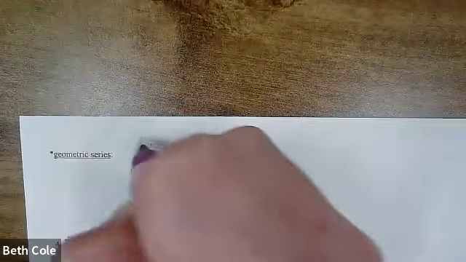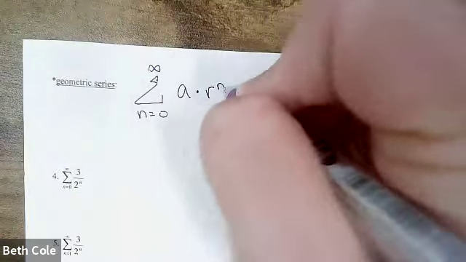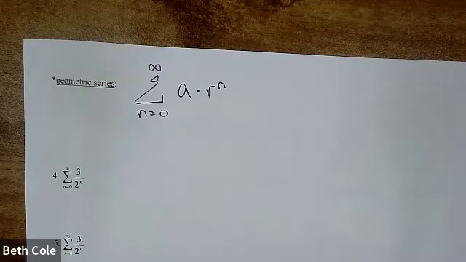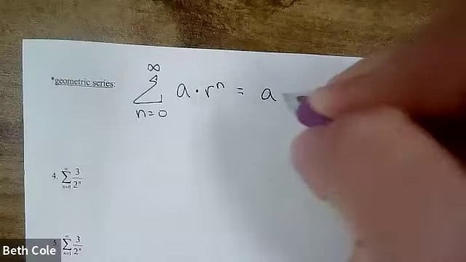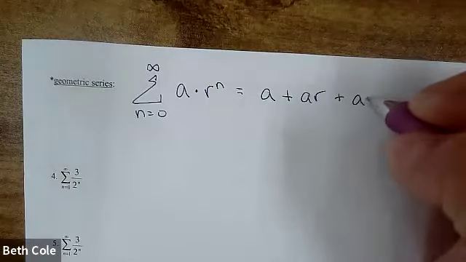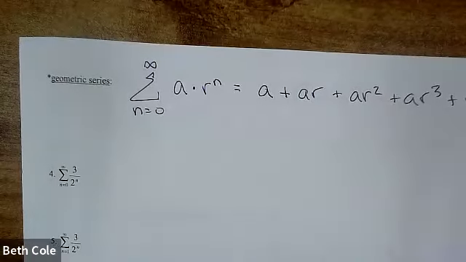For your sigma, they typically started at 0. Again, I don't want you to get super hung up on that. Okay, but that's the pattern for this one. It is a times r to the nth. A is your first term, and r is called your ratio. That's what you're multiplying by to generate the pattern. So it will look like this: a plus a times r plus a times r squared plus a times r to the third, et cetera, et cetera, et cetera.